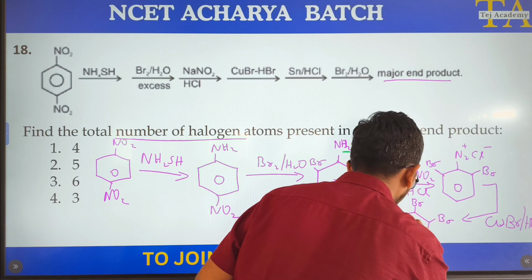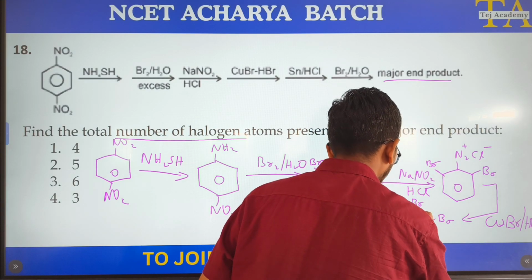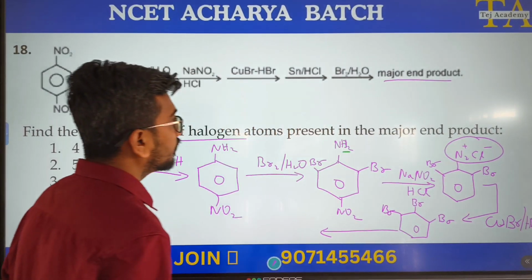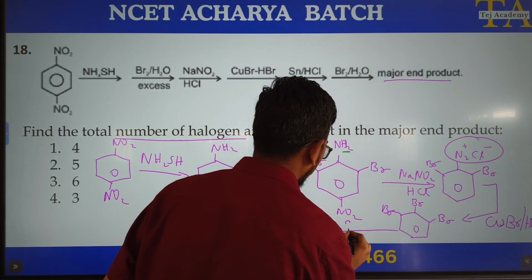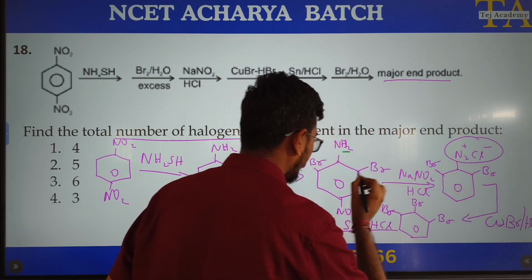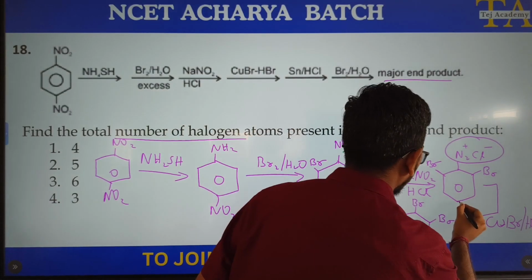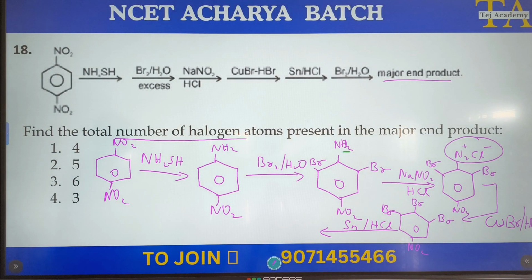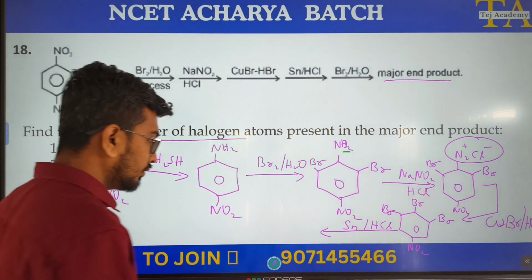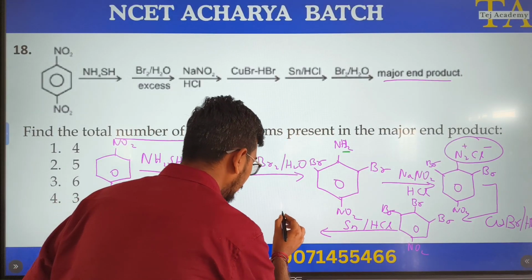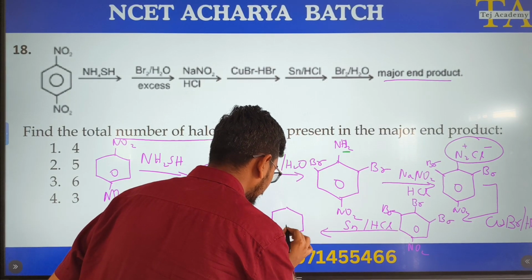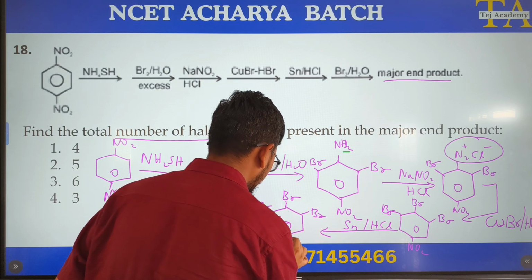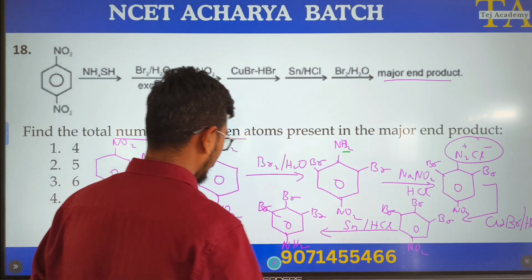Bromine is attached at the ortho and para positions. So instead of N2+Cl minus, bromine is replaced. Now this molecule is treated with Sn and HCl, tin with hydrochloric acid. Now this NO2 group is converted into an NH2 group. So Br, bromine will be there as it is, and here this will convert into an NH2 group.